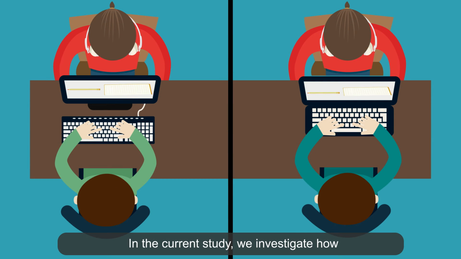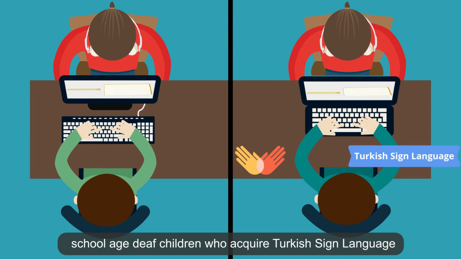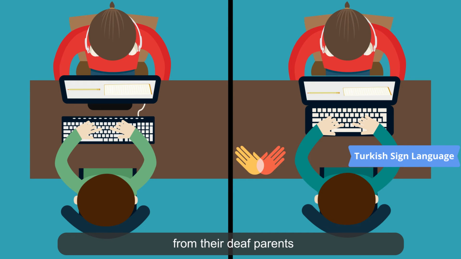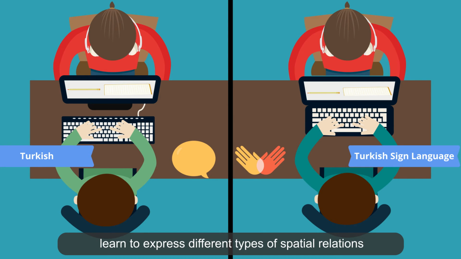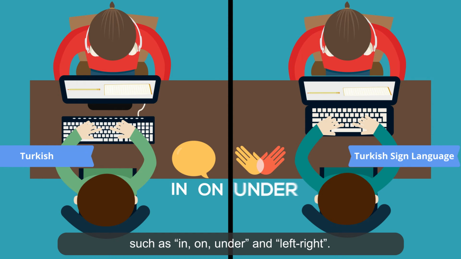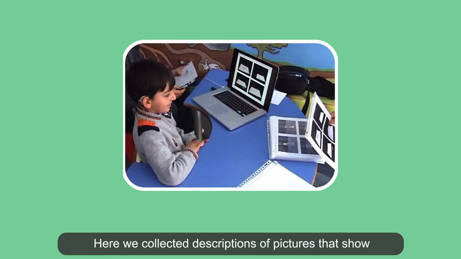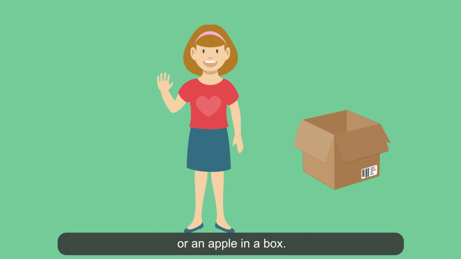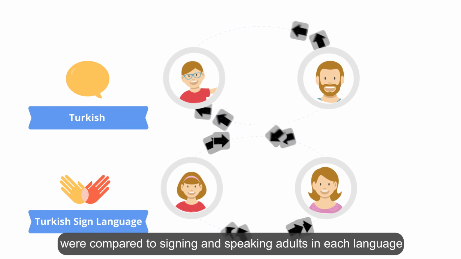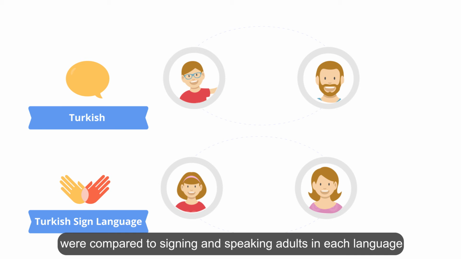In the current study, we investigate how school-age deaf children who acquire Turkish Sign Language from their deaf parents and the same age hearing children who acquire Turkish learn to express different types of spatial relations such as in, on, under, and left-right. Here we collected descriptions of pictures that show two different objects in a certain type of spatial relation, such as a pen on a paper or an apple in a box. Picture descriptions elicited from signing and speaking children were compared to signing and speaking adults in each language.